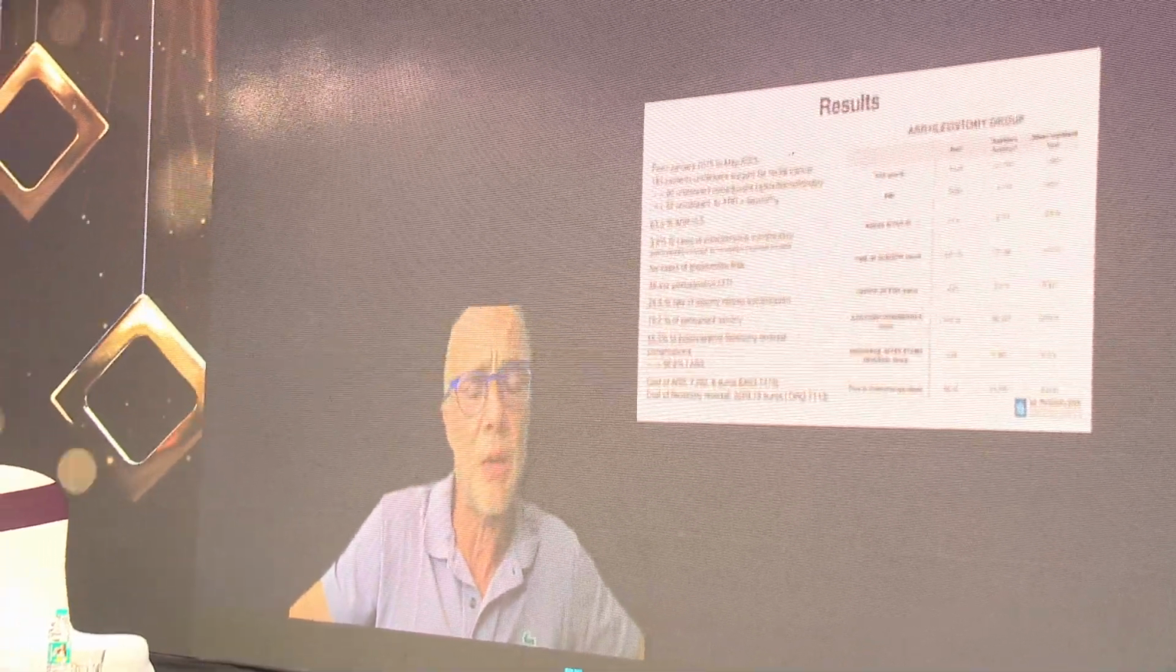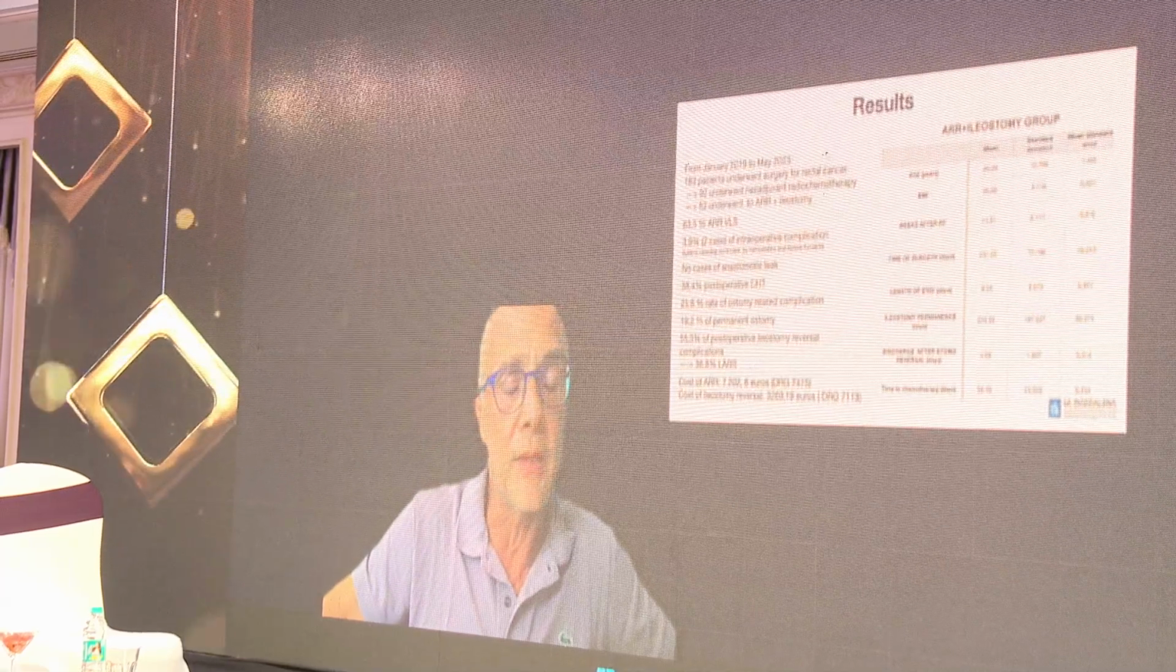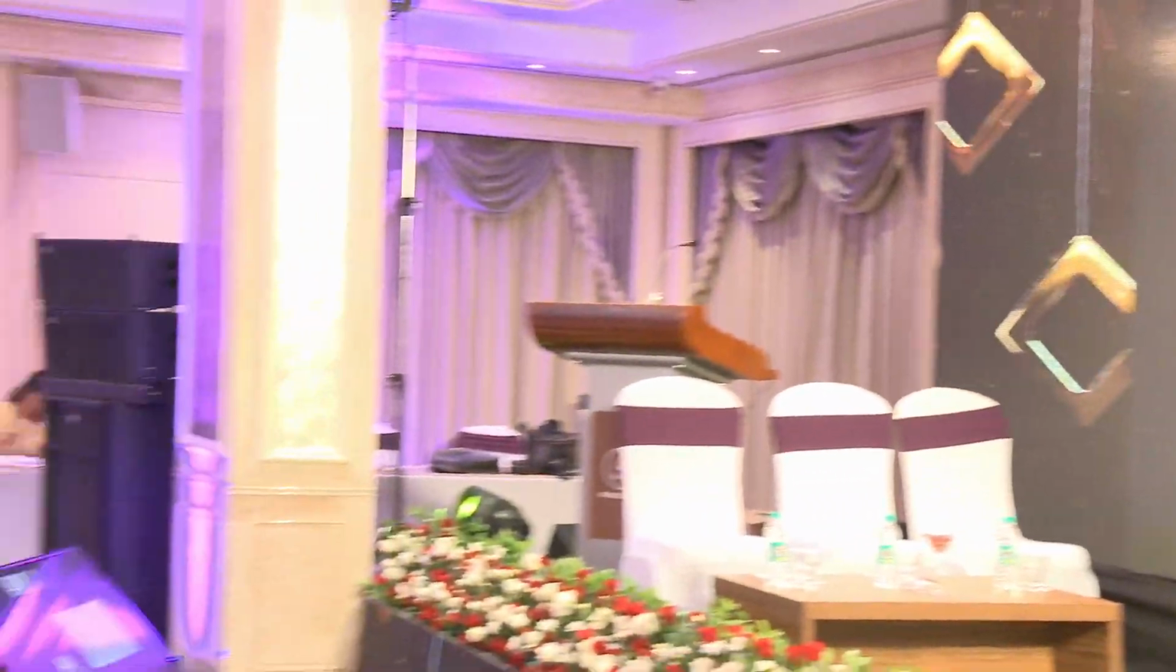The cost in Italy for an anterior resection is 7,200 euros, and the reimbursement is 7,400. The cost of ileostomy reversal is 3,200, but the reimbursement is amazing, it is 7,000 euros.